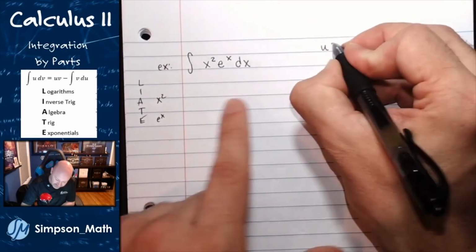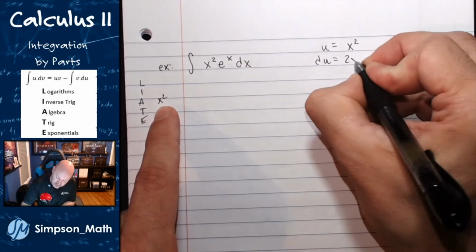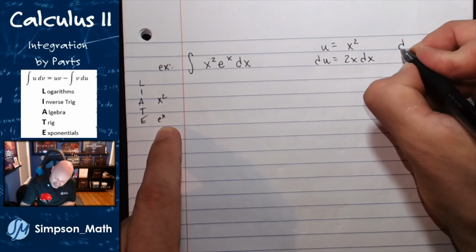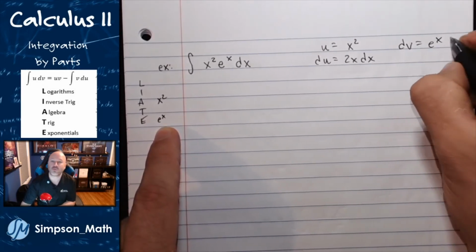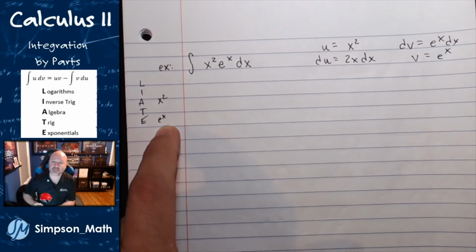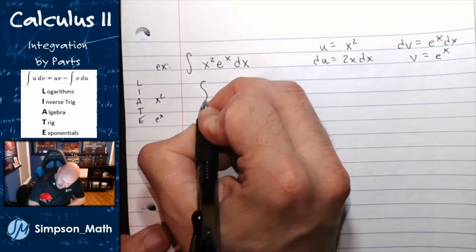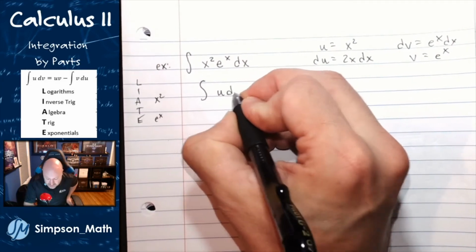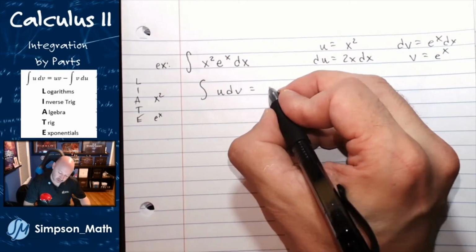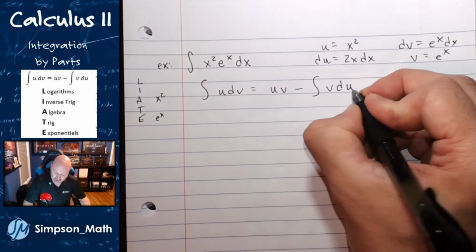All right. Let's let u be the first thing on our list, x squared, making du 2x dx. Then the next thing on our list is dv. dv is the exponential, which, yes, is easy to integrate. v would just be e to the x. Write down my parts formula. The integral of u dv is equal to uv minus the integral of v du.